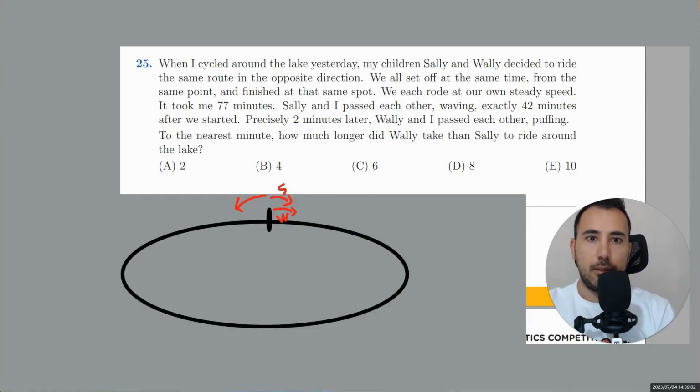Okay, we each rode at our own steady, constant speed. It took me 77 minutes. Sally and I passed each other, waving, exactly 42 minutes after we started. Precisely 2 minutes later, W and I passed each other, puffing. To the nearest minute, how much longer did W take than Sally to ride around the lake?